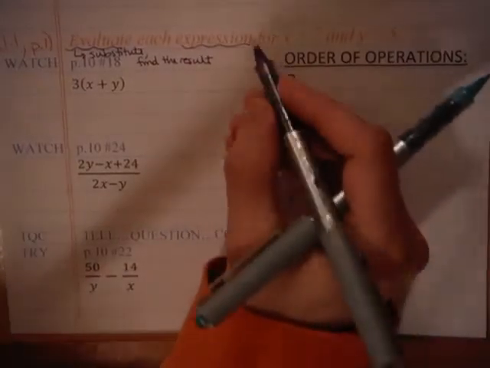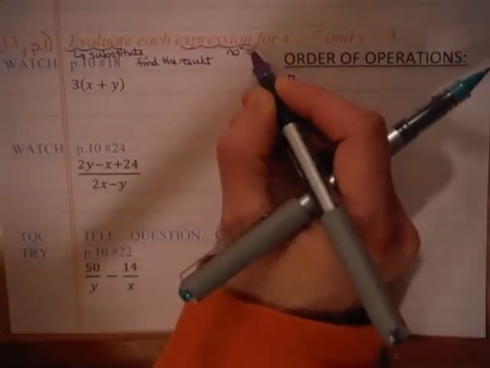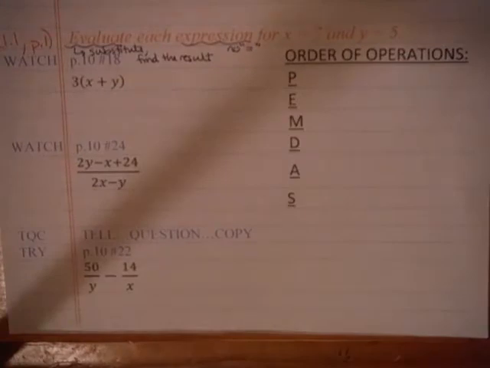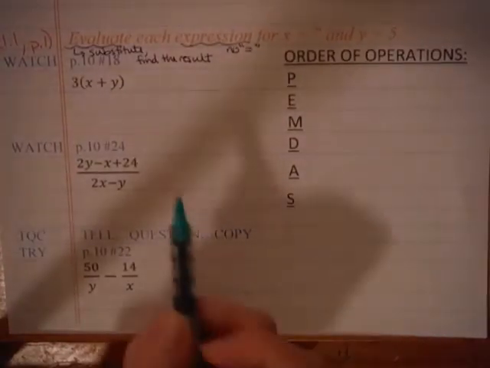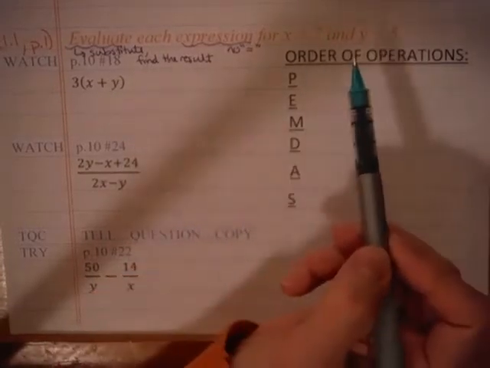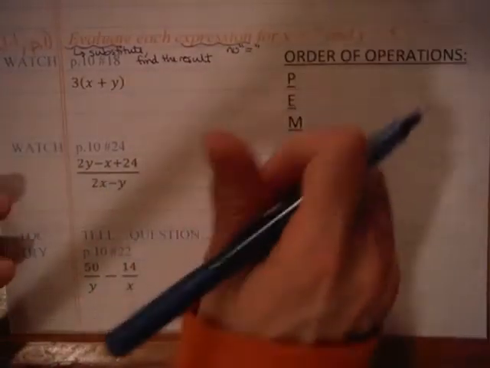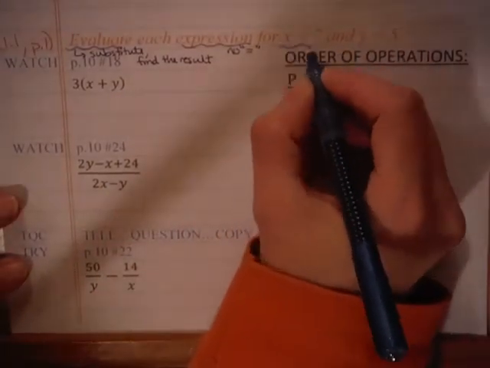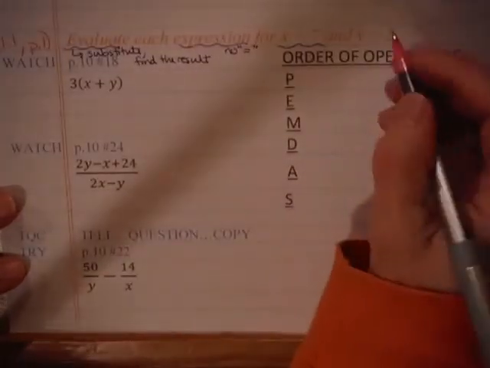And then the fact that it's an expression means there's not going to be an equal sign. We're not trying to solve an equation. We're just going to replace or substitute the x and y with some given values. And in this case, we've been given 7 for x and 5 for y.